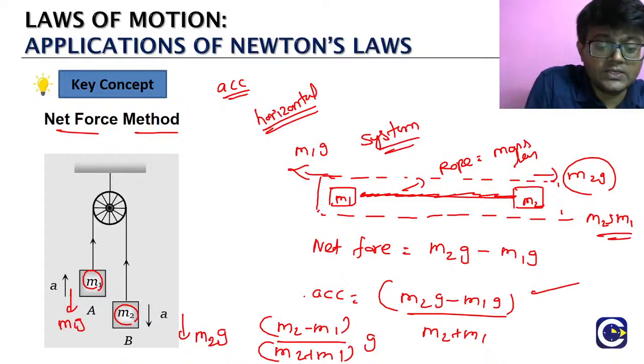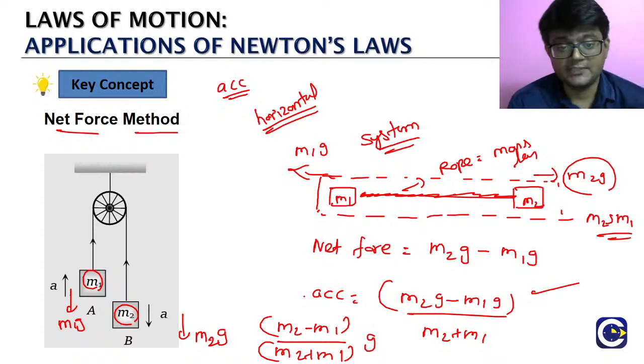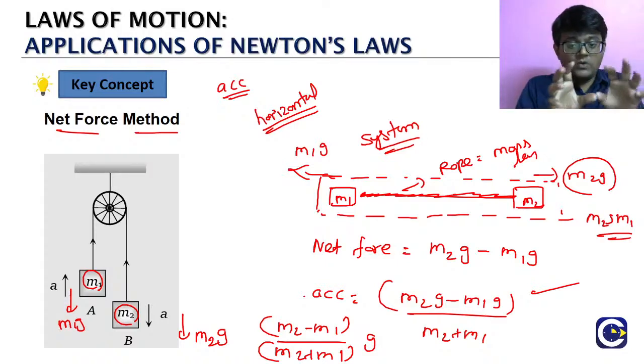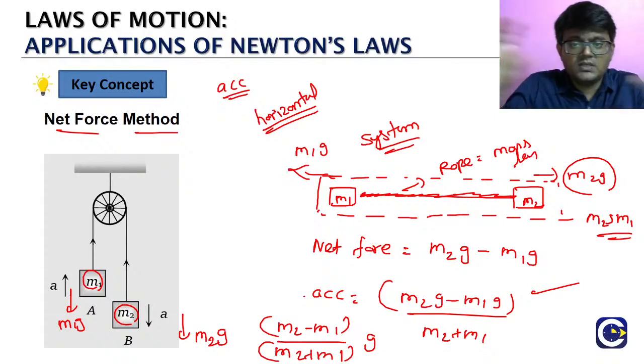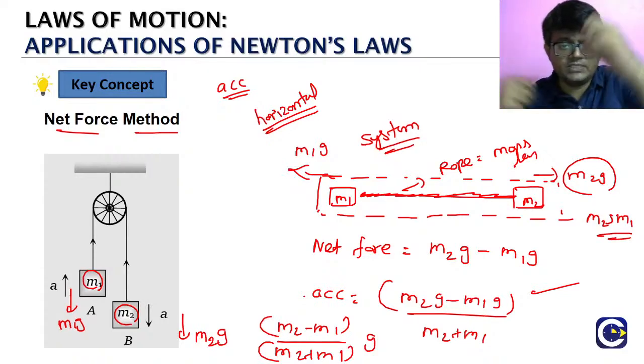So like this we can use the net force method. We take the rope including the blocks as one system and try to keep it horizontal, because if we represent it horizontally, it is easy for us to visualize. Now see, m2g is towards the right side and m1g is towards the left side.